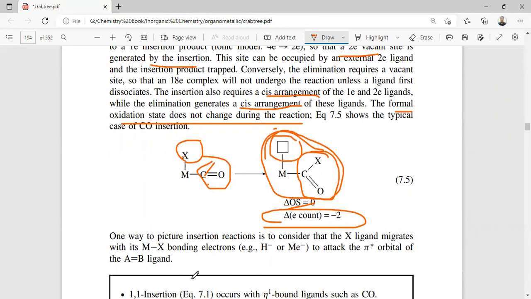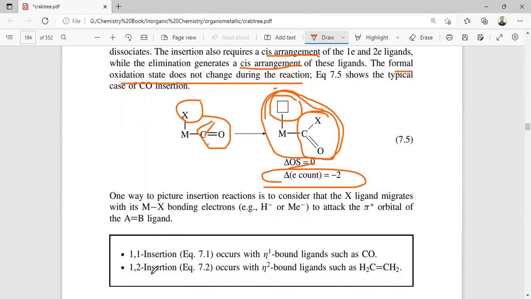to attack the pi star orbital of a double bond ligand. So in summary, 1,1 insertion occurs with eta-1 bound ligands such as CO, and 1,2 ligand insertion occurs with eta-2 bound ligands such as CH2.